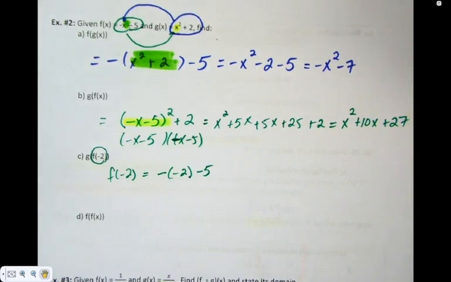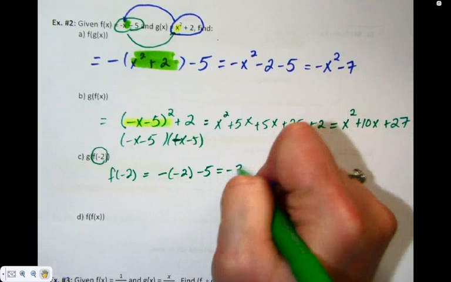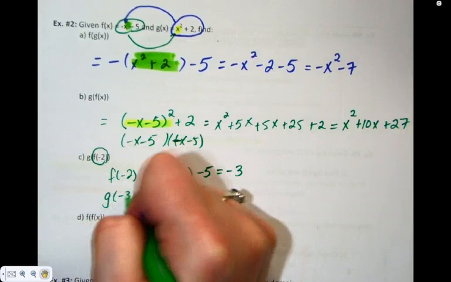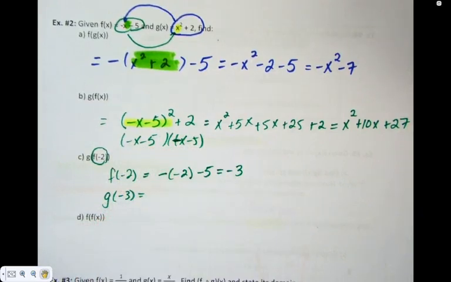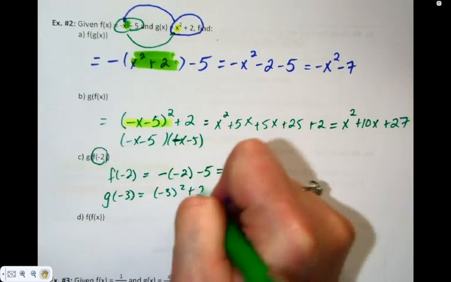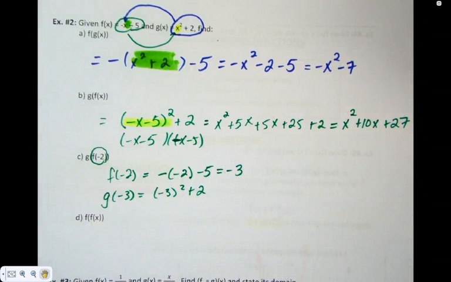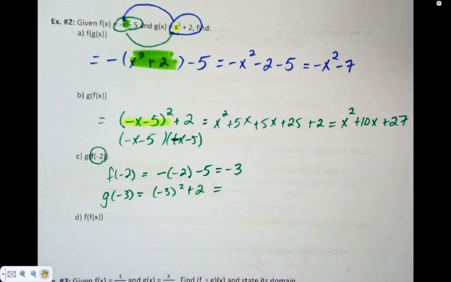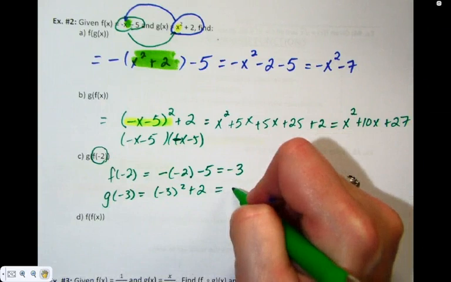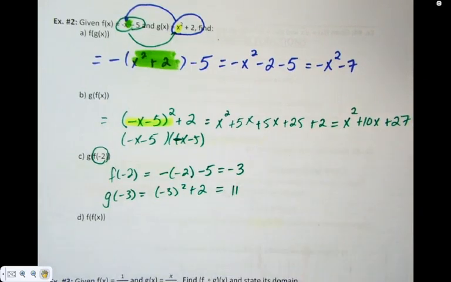Negative 2 minus 5, that's a lot of negatives. f of negative 3. So that means I'm going to take g of negative 3. G of negative 3 means go to the g function, replace negative 3 for x. G of negative 3 equals? f of 11.